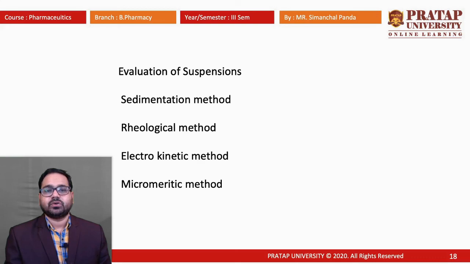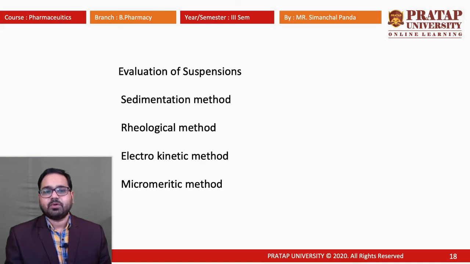The second one is the rheological method. We have to determine the viscosity of the liquid. If the viscosity is more, then the rate of settlement will be less. Then the electrokinetic method. In the electrokinetic method, we observe the zeta potential, and if the zeta potential is more, then the rate of sedimentation can be easily determined.